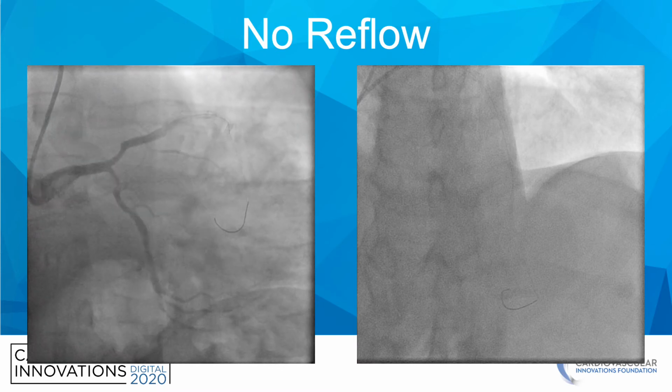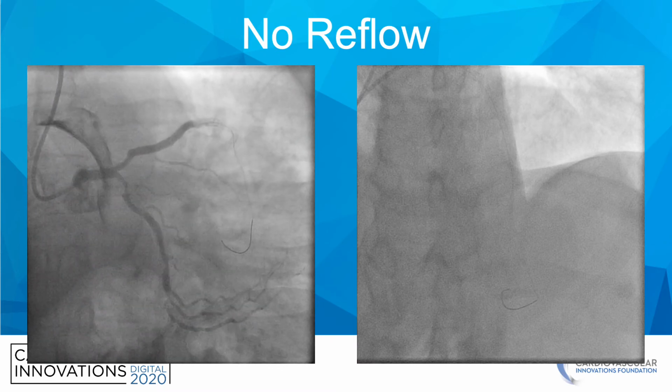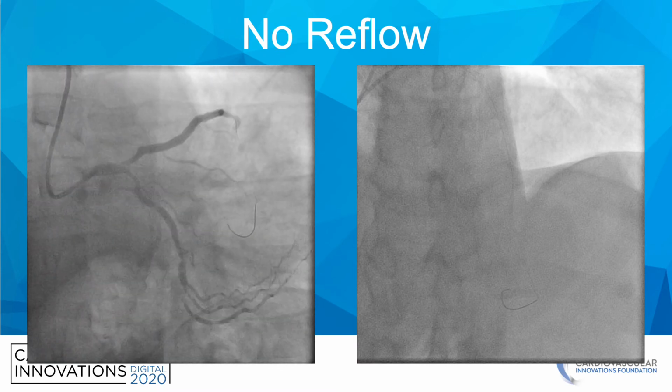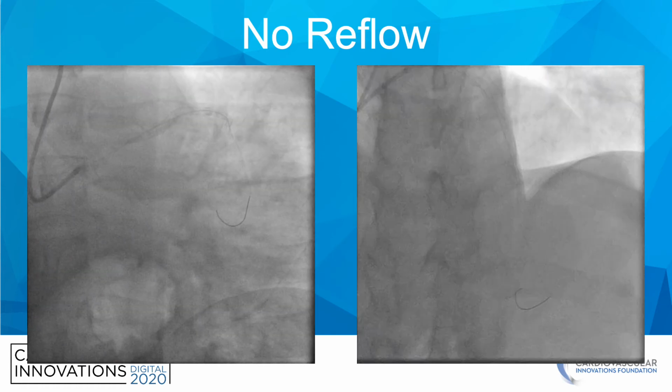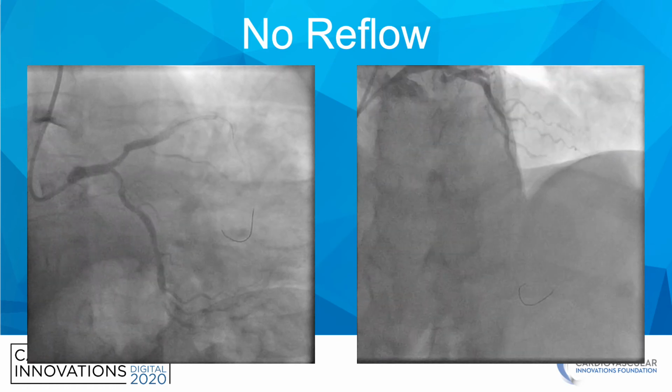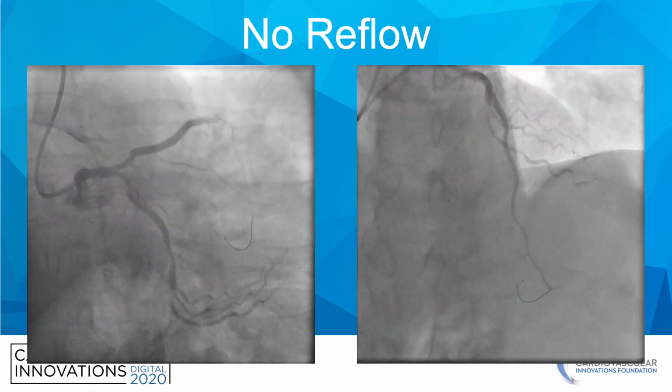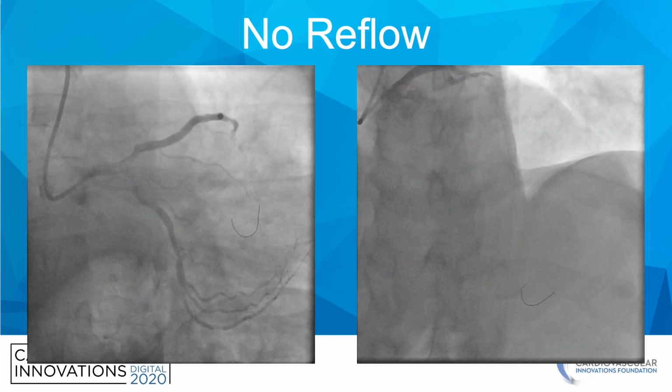During this case, we had difficulty restoring flow down the vessel despite copious doses of intracoronary vasodilators, IC epinephrine, as well as an intra-aortic balloon pump, but by the end of the procedure, we had restored flow to the distal vessel, though still somewhat slow.